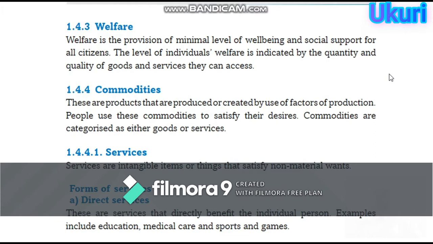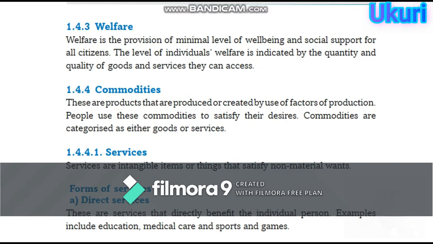So what is welfare? Welfare is the well-being of citizens. Welfare ni kubaho neza kw'abaturage, ni imibereho myiza y'umuntu cyangwa se y'abaturage benshi cyangwa se umwe. So welfare is the provision of a minimal level of well-being and social support for all citizens. That's why the level of individuals' welfare is indicated by the quantity and the quality of goods and services they can access. Kuvuga ngo imibereho myiza y'abaturage igaragarira kuri quantity cyangwa se kungano y'ibintu runaka ari bubashe gukoresha.